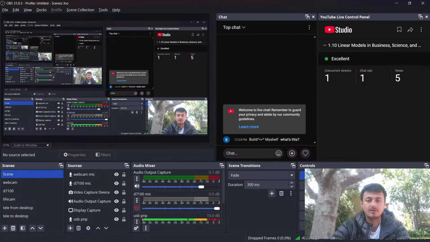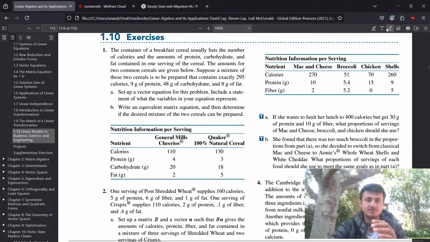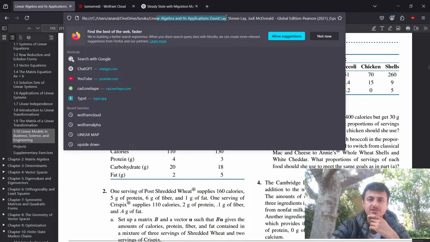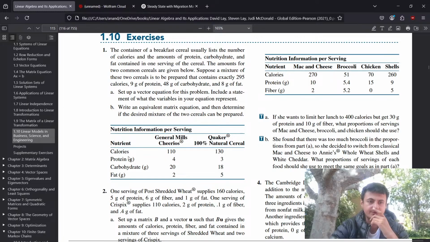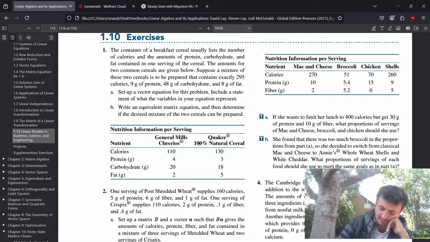She wants... we're just doing linear algebra. It's a linear algebra textbook. It's Linear Algebra and Its Applications by David Lay. And we're doing section 1.10, which is linear models in business, science, and engineering. Okay.